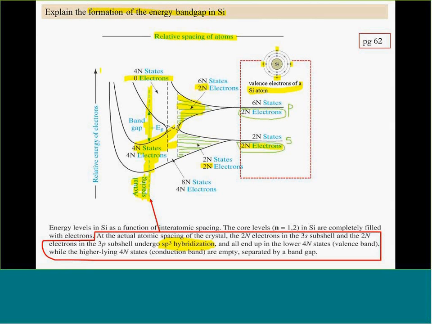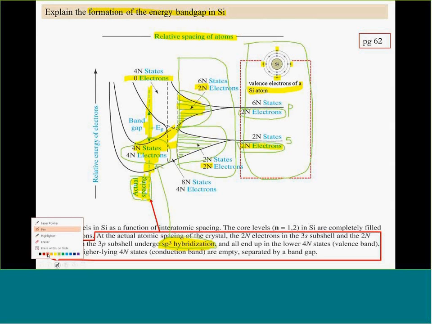So the trick is, first you must say something about the initial single silicon atoms. Then you bring more atoms together, and what happened to their energy states? And then when you bring it to the actual spacing, what happened to all the electrons, where it undergoes sp3 hybridization, like I told you just now. So that's why we get this band gap: an empty conduction band and a filled valence band.